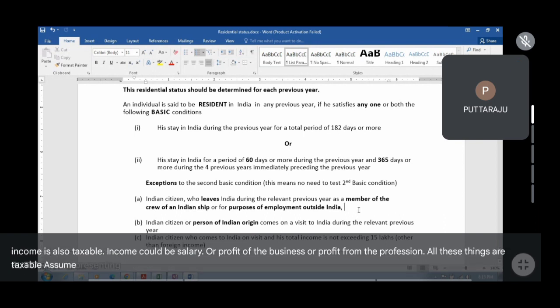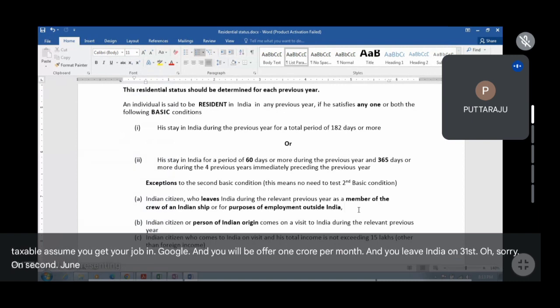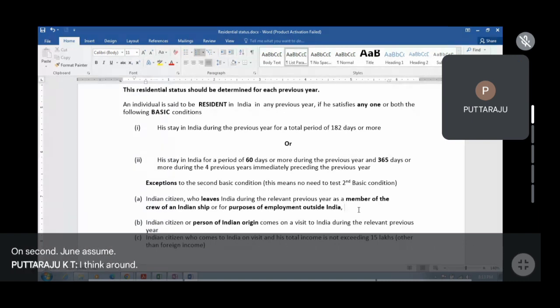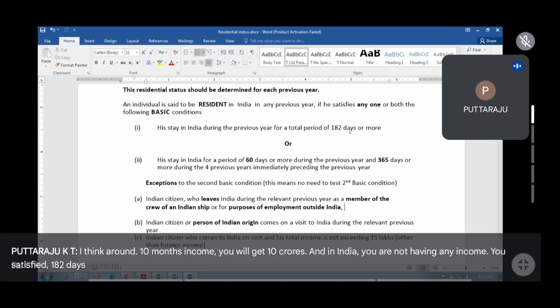Assume you get a job in Google and you are offered 1 crore per month and you leave India on 2nd June, assume. I think around 10 months income you will get, 10 crores, and in India you are not having any income. You satisfied 182 days or more, so you will have to pay tax in India on the 10 crores. That is the first situation I explained.